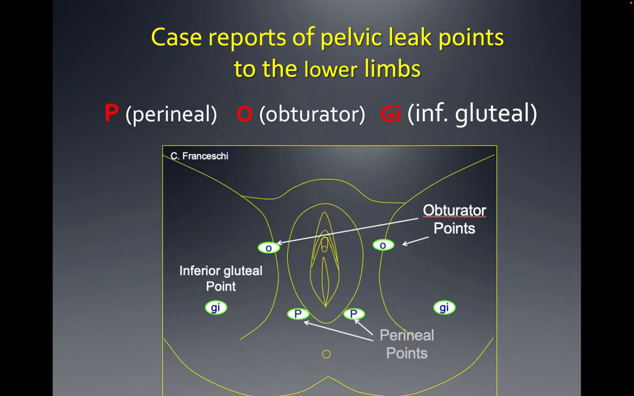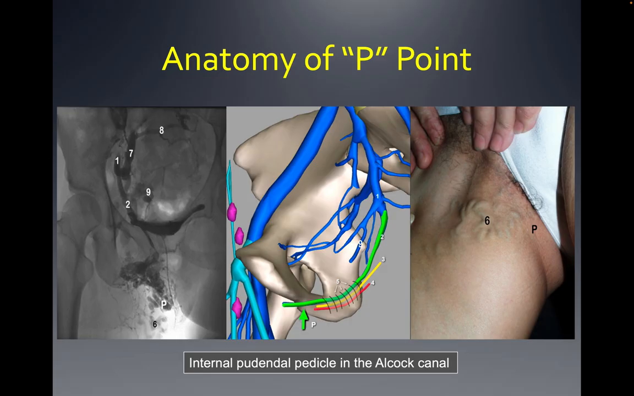So I would like to propose some case reports about the leak points to the lower limbs, and the main ones are P perineal, O obturator, and GE gluteal points that you can see here in this diagram. First of all, the anatomy of P points: you can see in the drawing in the center, it's coming from the internal pudendal vein in green, which is coming with the nerve and the artery through the Alcock canal. And you see the emerging point, which is a P point, shown here. And you can see the clinical aspect and the phlebography aspect.